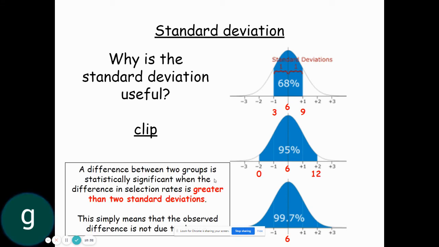The difference between two groups is statistically significant when the difference in selection rates is greater than two standard deviations. So a standard deviation of -1, -2. If you compare two groups and you look at the differences, and the differences when you take the standard deviations are 2 jumps, then it means that there's a statistically significant difference between the groups. This simply means that the observed difference is probably not due to chance.